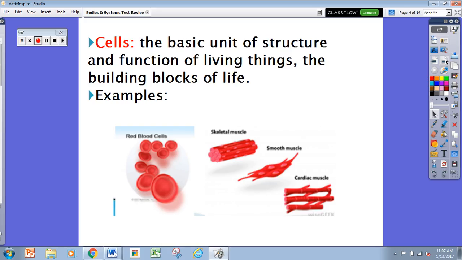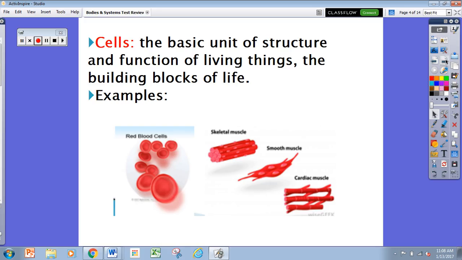Let's go over the definitions for each of these terms before we move on. We've talked about cells before, but just once again, cells are the basic unit of structure and function of all living things. They're the building blocks of life. And we've talked about in this unit, there are hundreds of different types of cells in the human body. This picture just shows a few different examples.